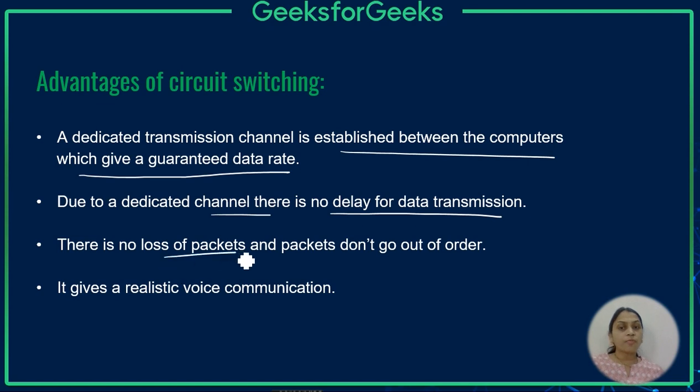There is no loss of packets and packets don't go out of order. There is no loss of data whenever the dedicated channel is there. It gives realistic voice communication. That's why telephone networks use circuit switching technology, because of the realistic voice communication. So you have seen many advantages of circuit switching.